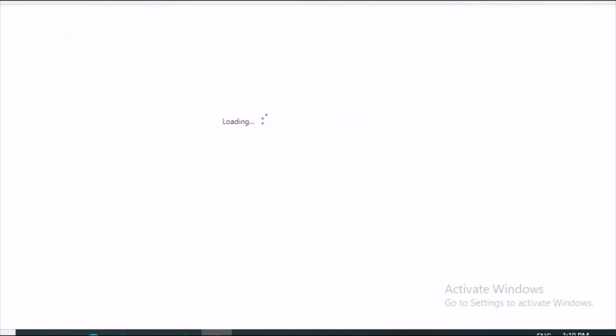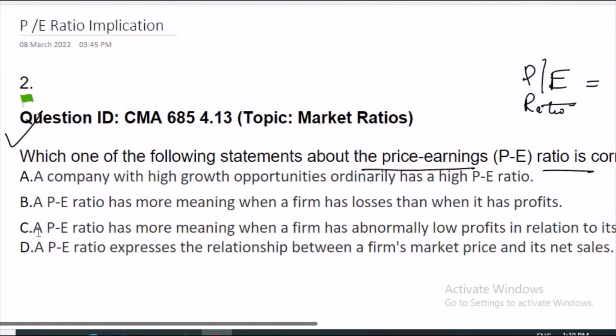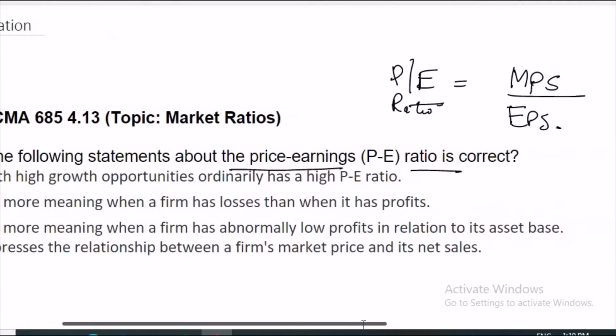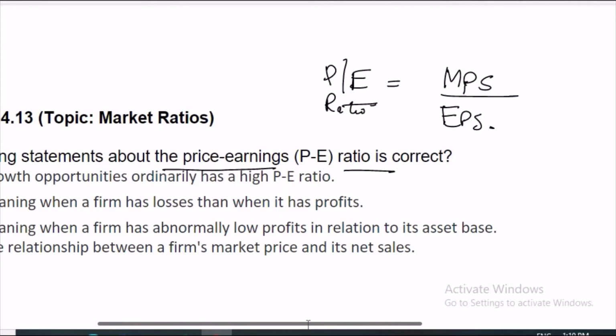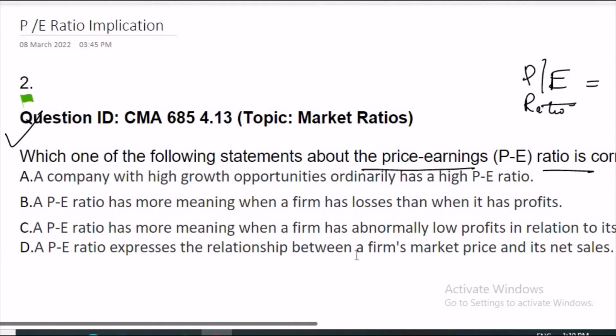So next, P/E ratio application. We learn about the P/E ratio. Which one of the following statements about the P/E ratio is correct? A company with high growth, the P/E ratio is ordinarily high. As P/E is more, meaning the firm has more profit. So P/E ratio is MPS upon EPS. Maximum earning per share. So abnormally low, and so the correct answer is A. A company has high growth, ordinarily has a high P/E.